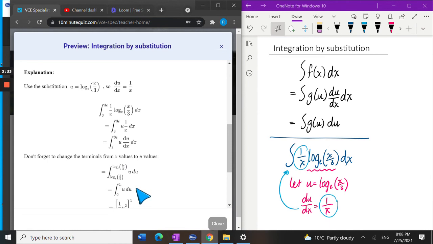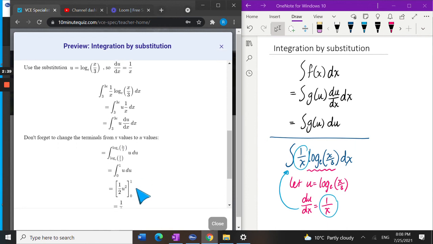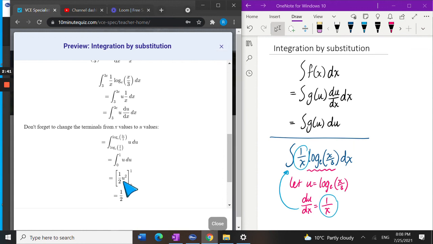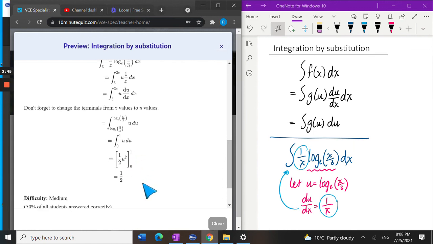Now once we have this, that's pretty much as simple as integration can get. The antiderivative is half u squared, sub in our terminals, and we'll get an answer of a half.